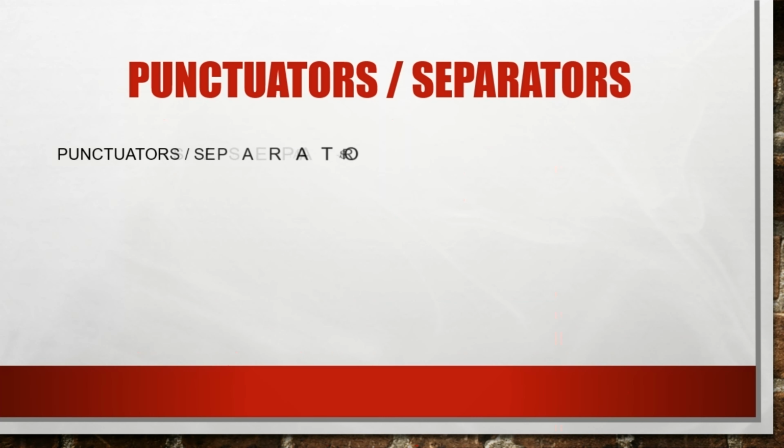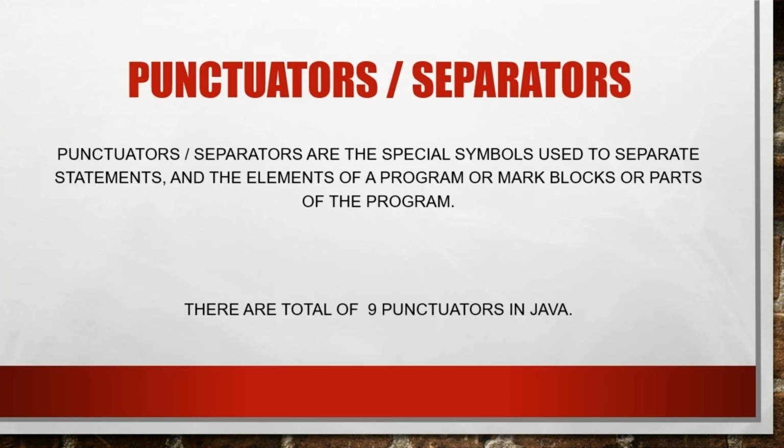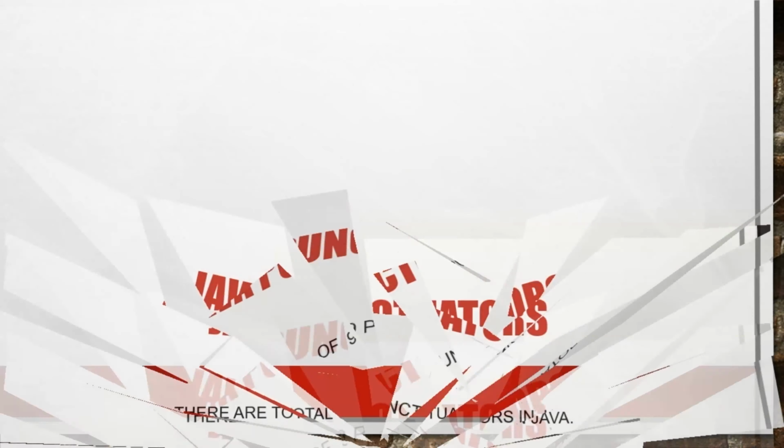That's all about identifiers. Now, we have punctuators. Punctuators or separators are the special symbols used to separate statements and the elements of a program, or mark blocks or parts of the program. So, there are a total of 9 punctuators in Java: opening bracket, closing bracket, opening second bracket, closing second bracket, opening third bracket, closing third bracket, semicolon, comma, period. That's all about punctuators or separators.